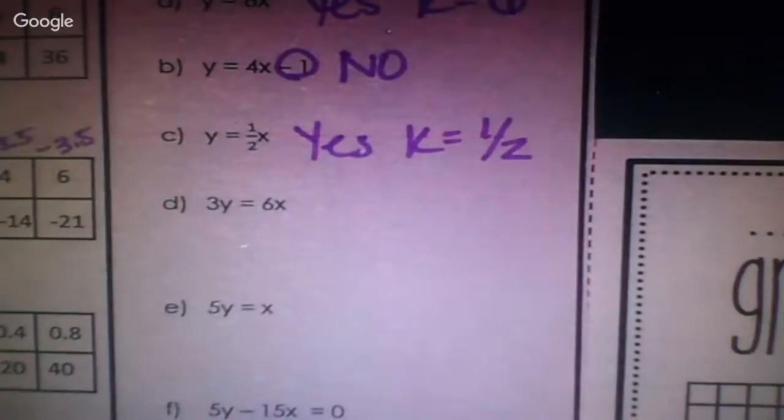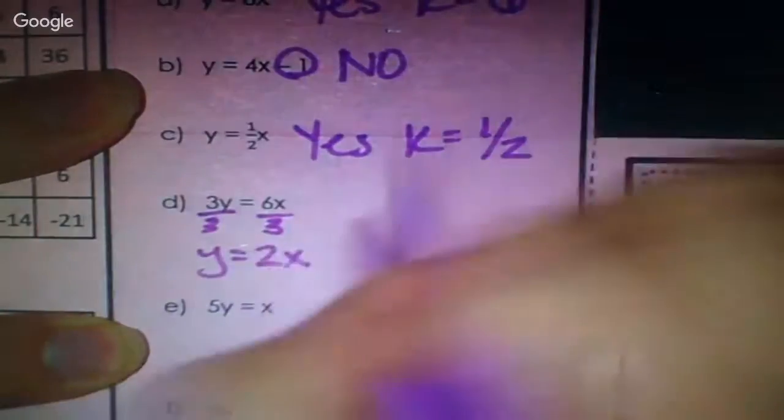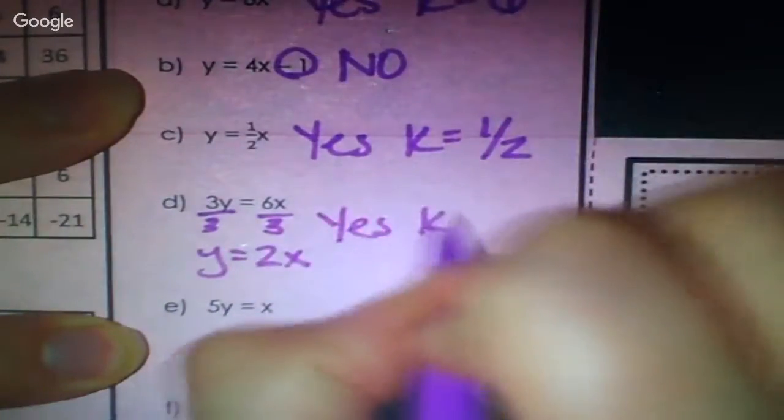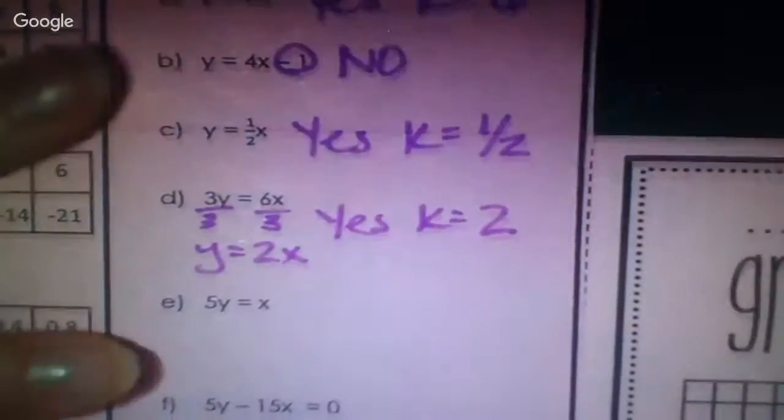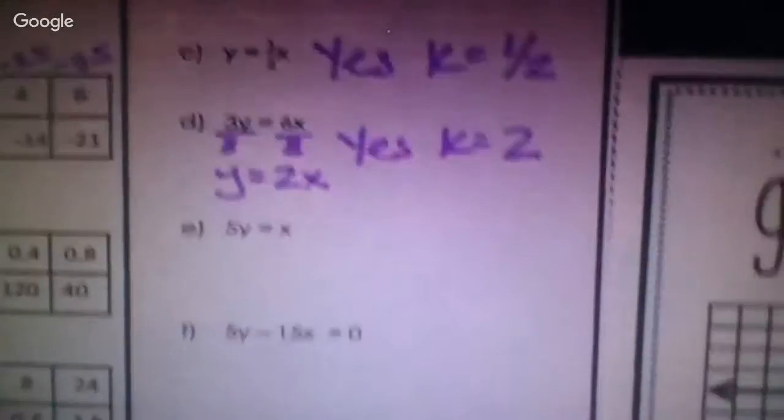But is D 2? D is going to be 2. Why, Allie? Because you have to get Y by itself. It has to be Y by itself first. So Allie realized that there's a 3 times your Y, so she divided both sides by 3. So Y is 2X. So this is a yes, and my K value is 2. K is still Y divided by X, right? Yes.